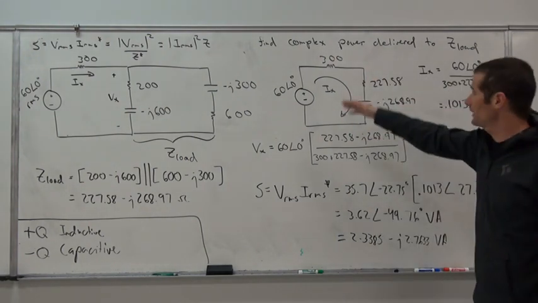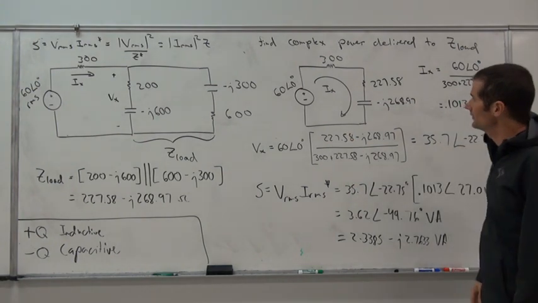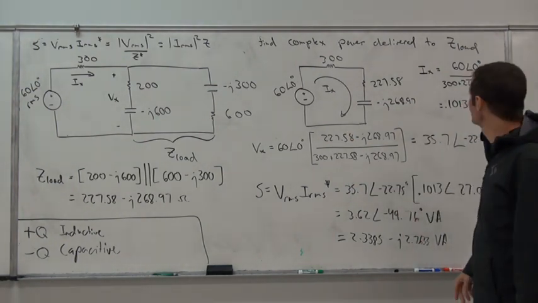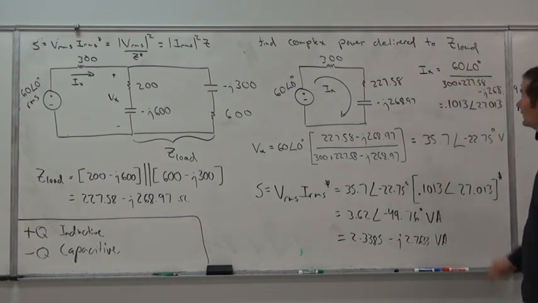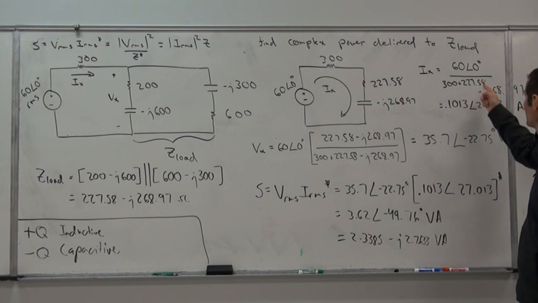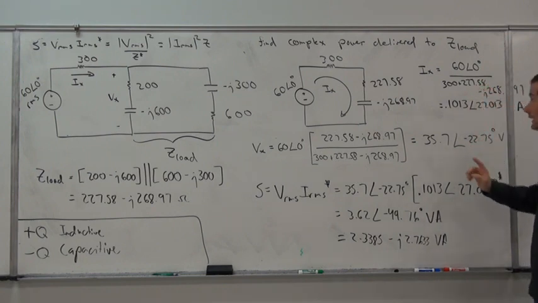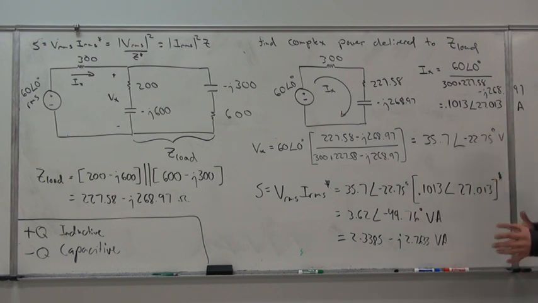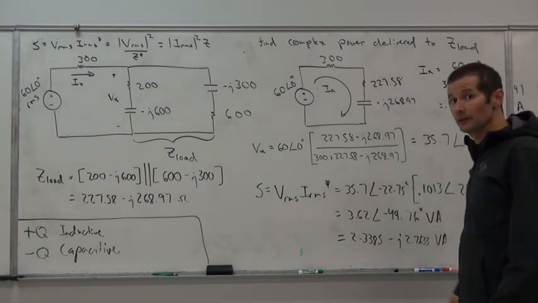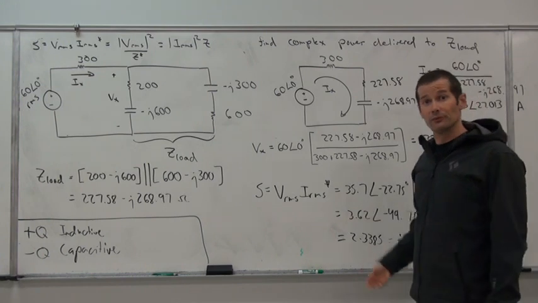And so I_X, once we have broken this circuit down into its apparent series equivalents, is just equal to 60 at an angle of 0 degrees divided by 300 plus 227.58 minus j268.97. And from there we get a complex current of 0.1013 at an angle of 27.013 degrees amps. So to find the voltage across that load itself, all we have to do is simple voltage division.